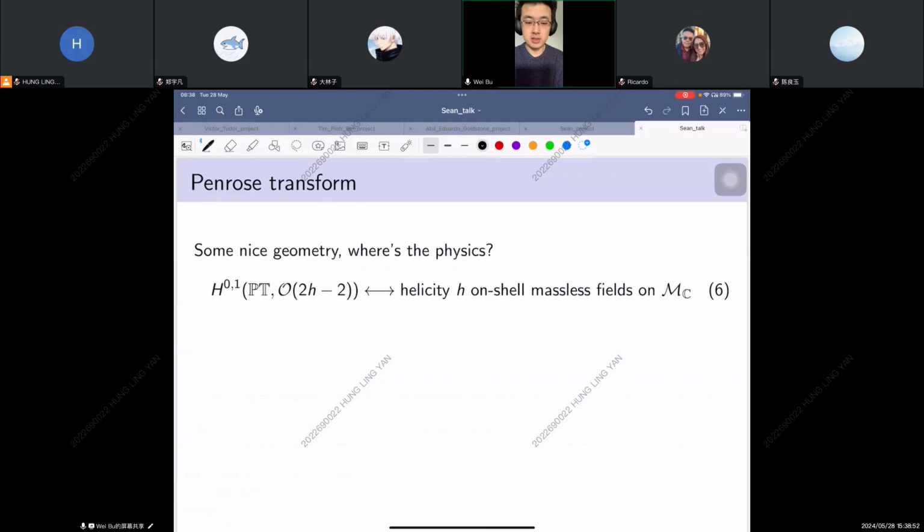Then, well, that's some nice geometry. So where's the physics actually? So the physics is actually hidden, on-shell data at least to start with. It's hidden in these cohomology classes. Don't be scared of that either. I'll tell you what it is.